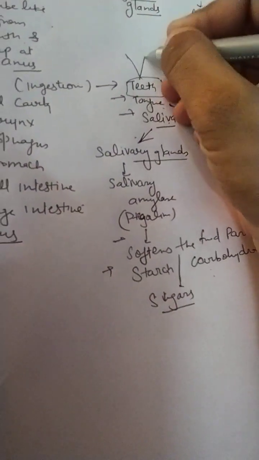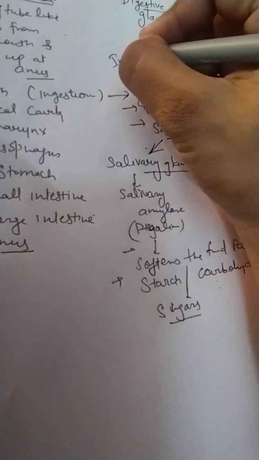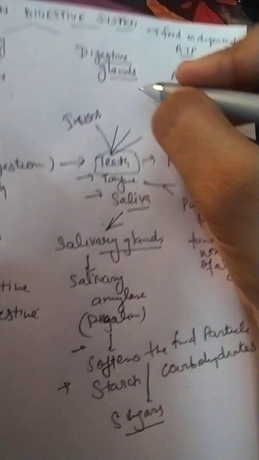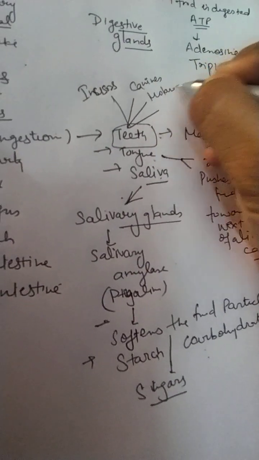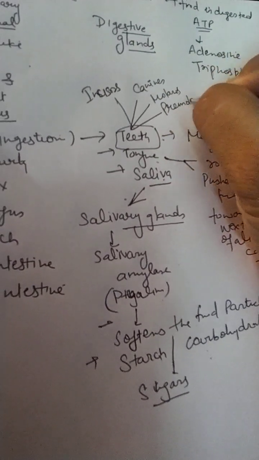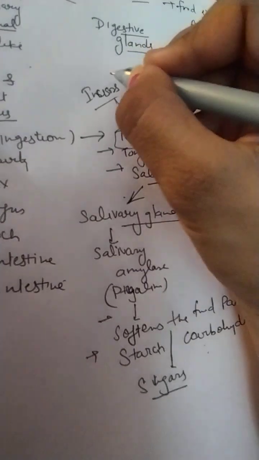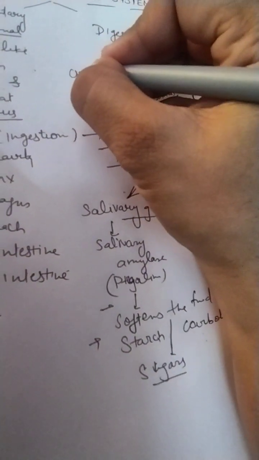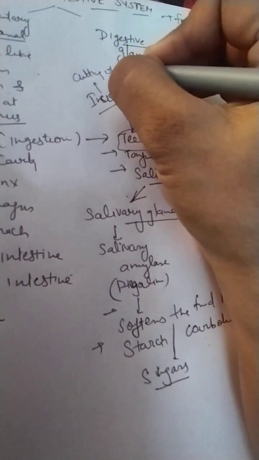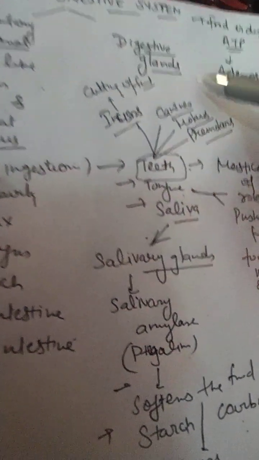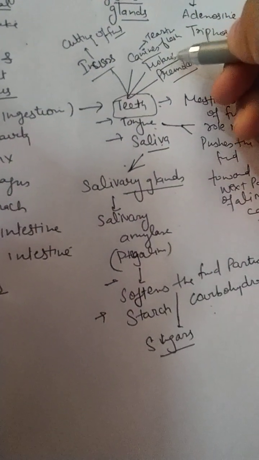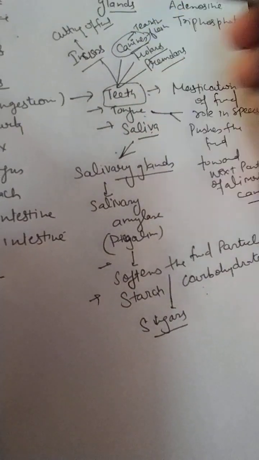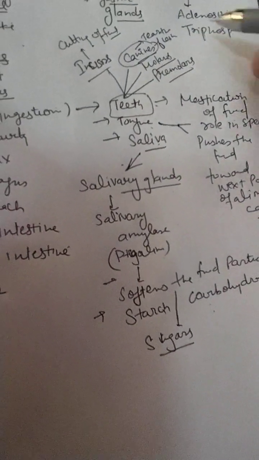As we know, we have four different types of teeth. First is the incisors. Second is the canines. Third is the molars. Fourth is the premolars. Incisors help in the cutting of the food. These are also known as the front teeth. Canines are used to tear the flesh. Carnivorous animals like tiger and lion have longer canines because they have to tear the flesh.